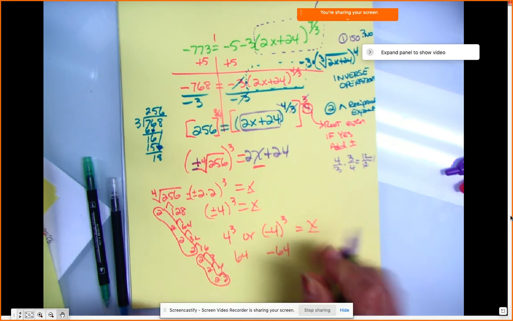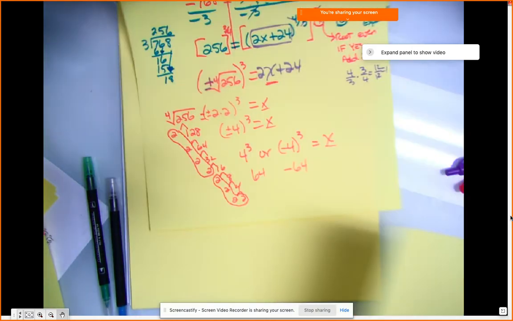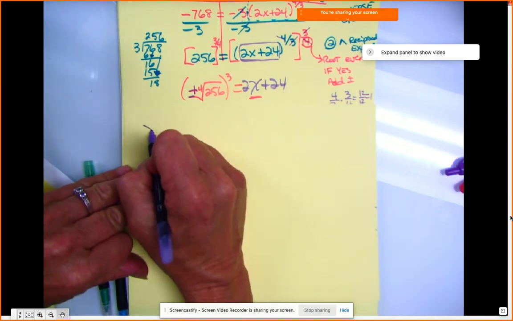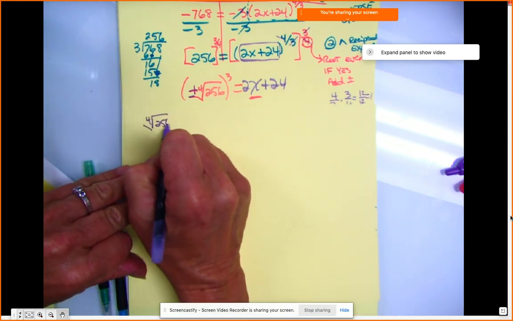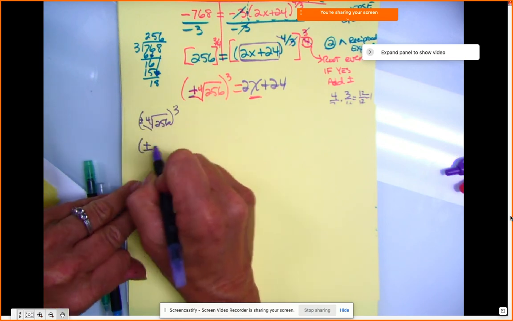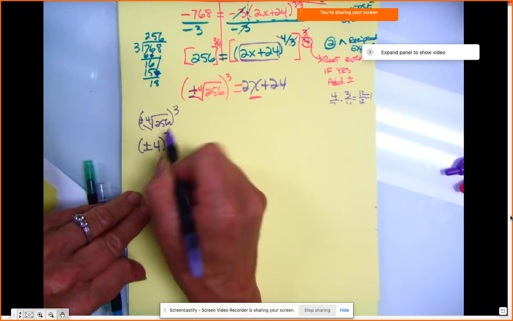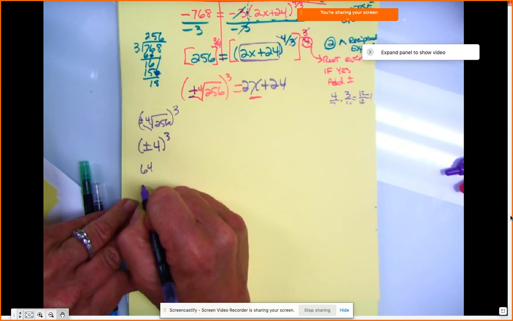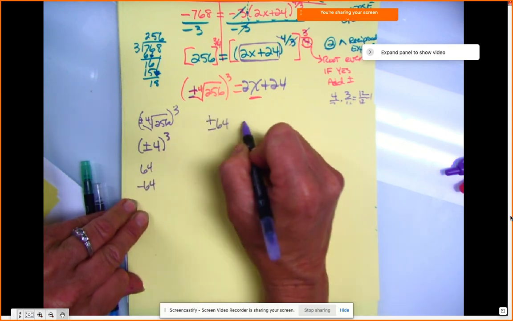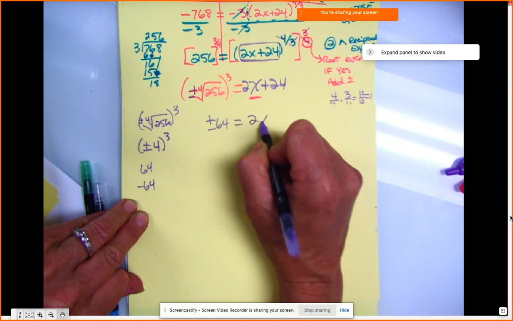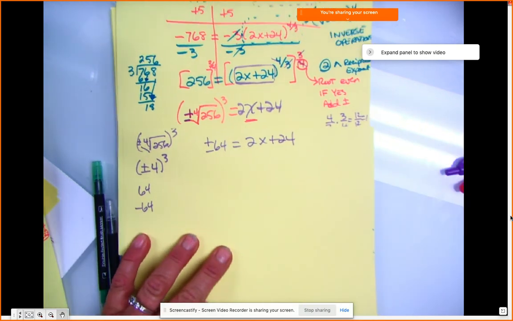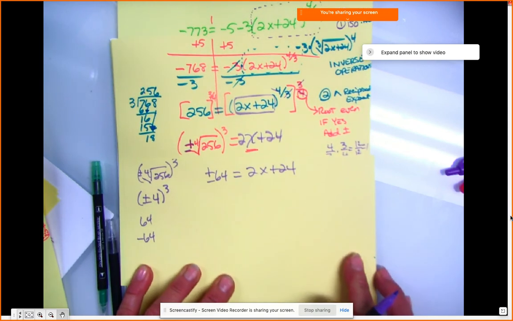I do have 2 answers here. Let me kind of cover here. I went ahead and I evaluated here. The 4th root of 256 is going to be plus or minus 4. And I need to cube that, so I get 64 or I get negative 64. So here I'm going to write plus or minus 64 because it can be either one. That's equal to this 2x plus 24. This is where you end up with 2 different numbers. And I really was expecting 2 different numbers.